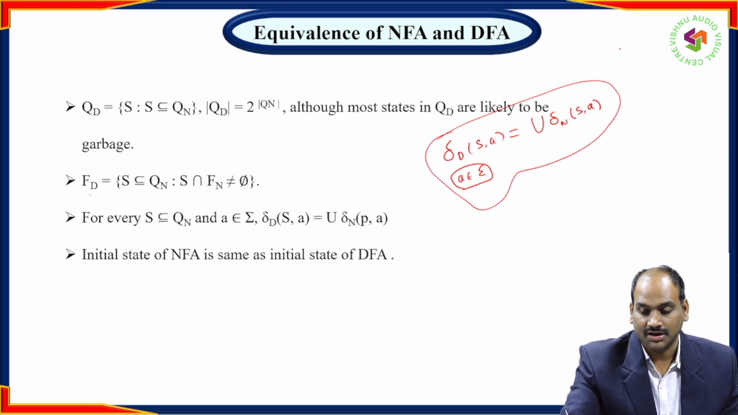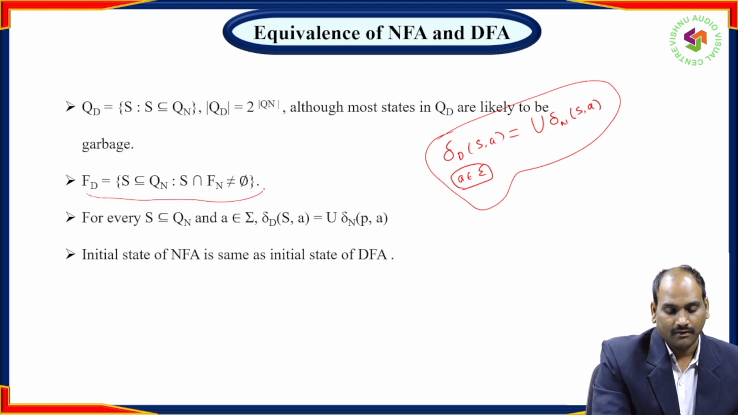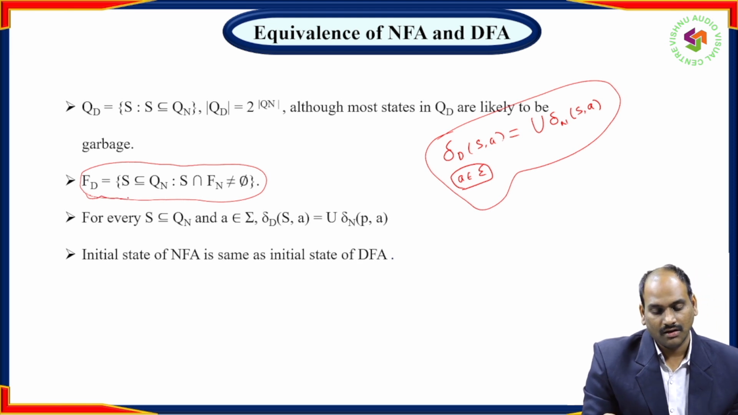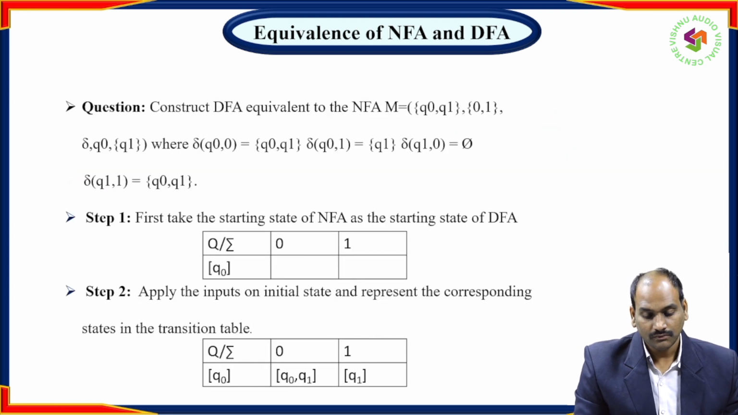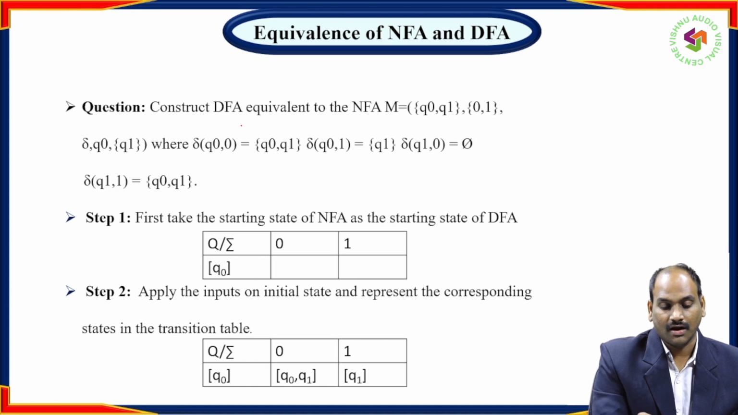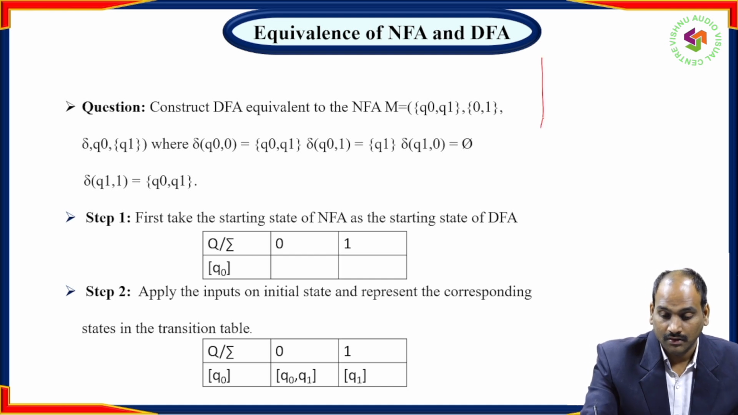And the initial state remains as it is. And for the final states, the states we obtain which are a subset of the final states in the NFA can be termed as the final states in the given DFA. Now let us look at the procedure. Suppose you had a question like this, we have to convert it into the NFA. First you can draw the state diagram and the transition diagram. It is easy to construct from the transition diagram.